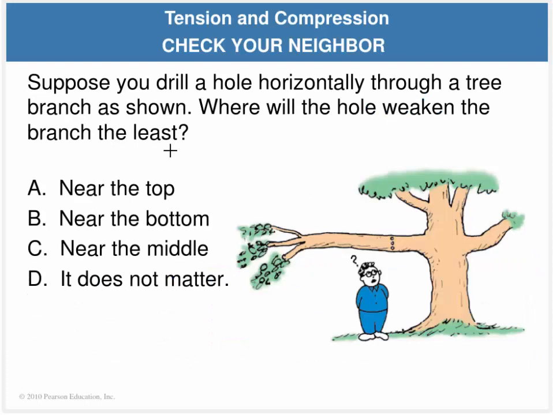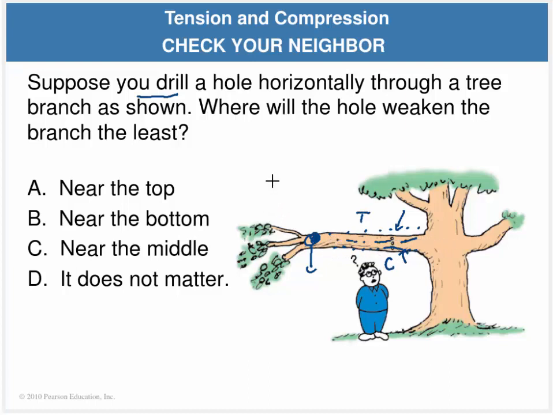Now, if you've ever cut a tree branch, then you know exactly what this question is going after. Suppose you drilled a hole through this tree branch, and you can drill it to the top, in the middle, or at the bottom. Where will it weaken the branch the least? Well, remember this branch has got some weight right here, so it's being pulled in that direction. It's stretching these guys out right here. So it's going to be tension right here, and there's going to be compression down here. These guys are being rammed together. And there's going to be the neutral layer right in the middle.